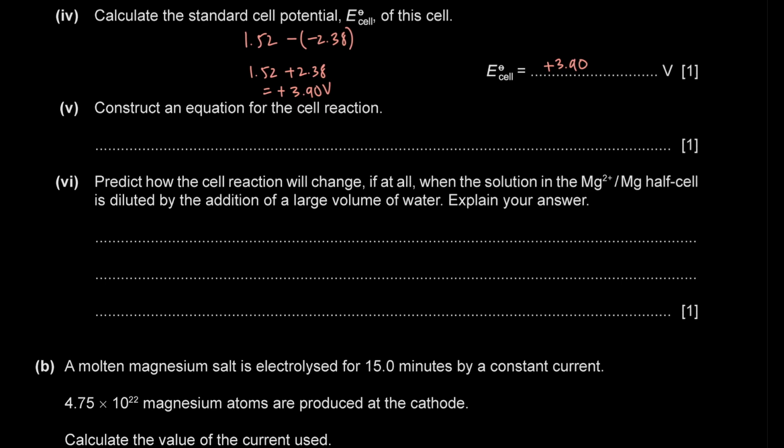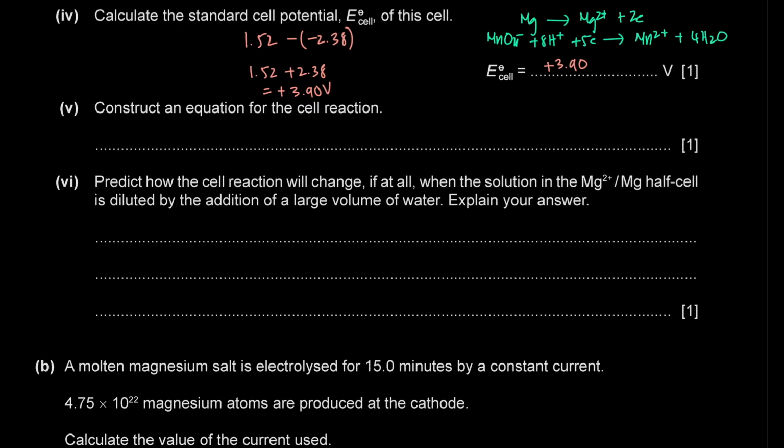Construct an equation for the cell reaction. So I'll just write down the half equations. Magnesium is undergoing oxidation to form Mg2+ plus 2 electrons. That's the reverse of the standard reduction equation that they've shown. And MnO4- is the oxidizing agent. It's undergoing reduction. So we have Mn2+ and 4H2O.